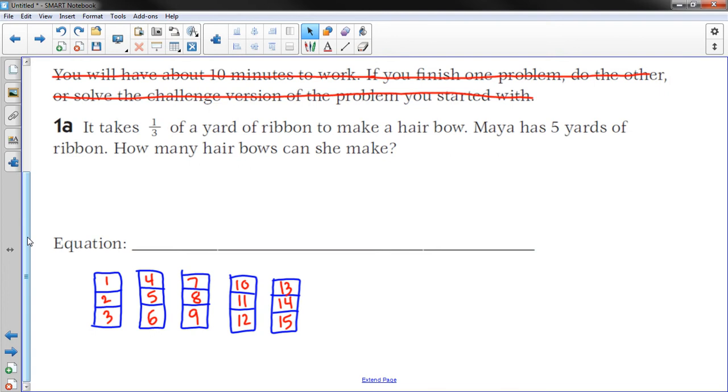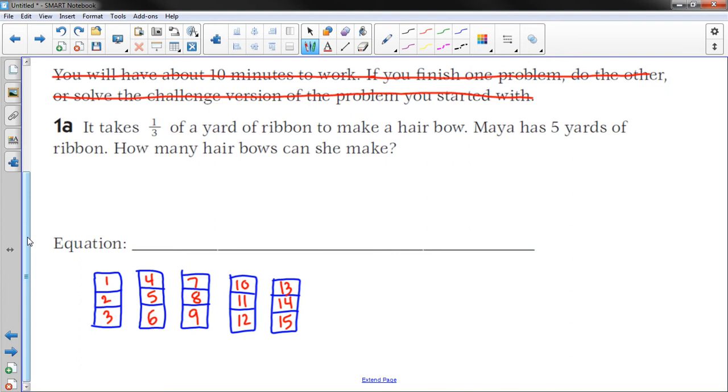So what am I doing mathematically here? It takes 1/3 of a yard of ribbon to make a hair bow. Maya has 5 yards of ribbon. How many hair bows can she make? It sounds like a multiplication problem to me. Is that true? Is it a multiplication problem? Or is it a division problem? That's what you have to ask yourself.